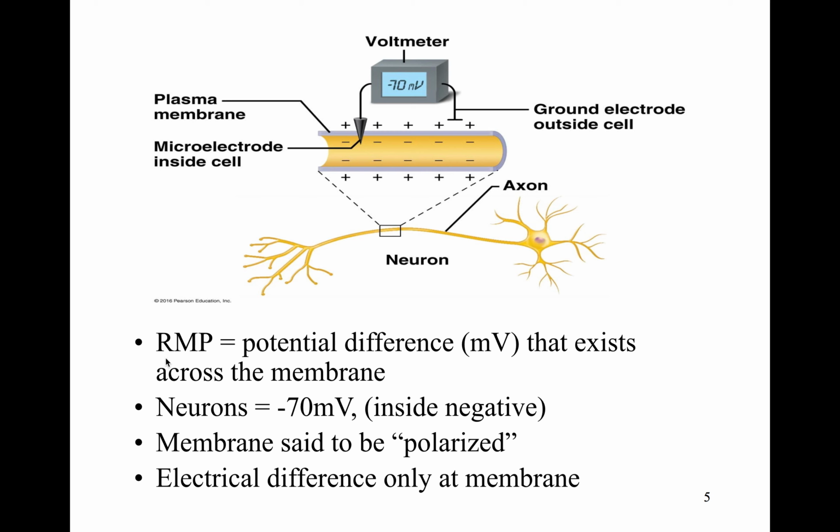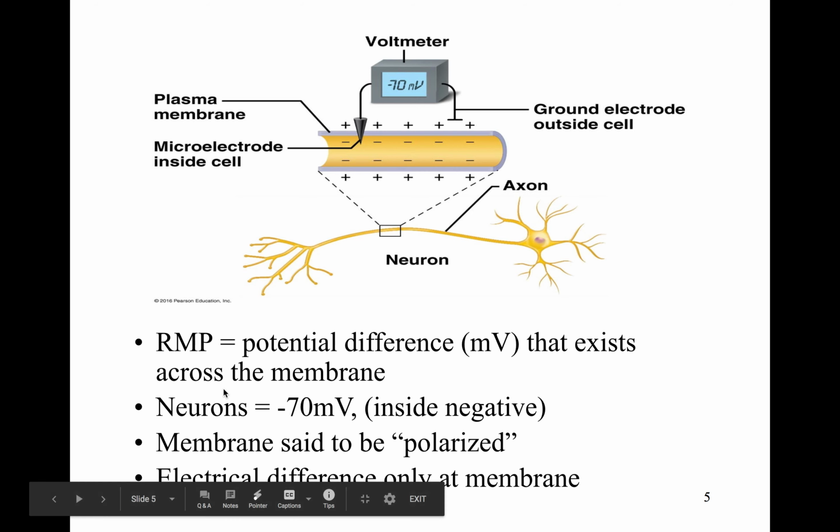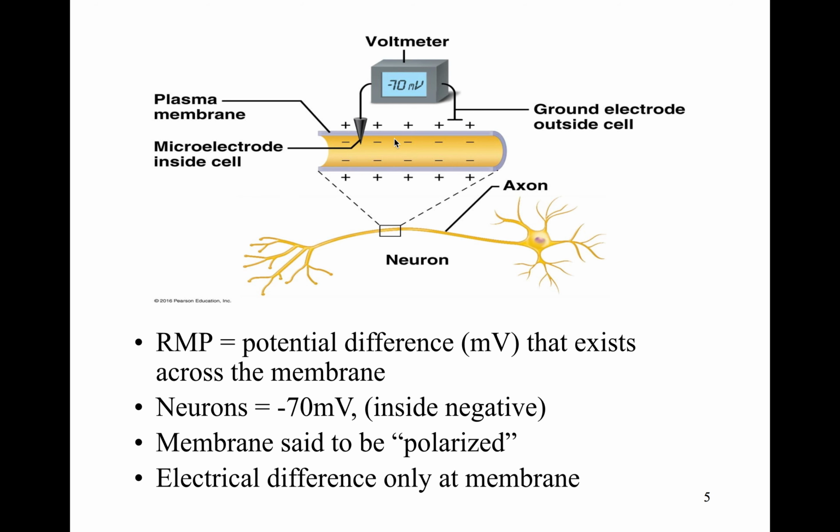So the resting membrane potential is also known as the potential difference that exists across the membrane. We measure it in millivolts. In neurons, the resting membrane potential is about -70 millivolts. That means that when you measure the resting membrane potential right inside of the plasma membrane of a neuron, it's going to be pretty negative, -70 millivolts. So the inside of the cell is more negative than the outside of the cell.